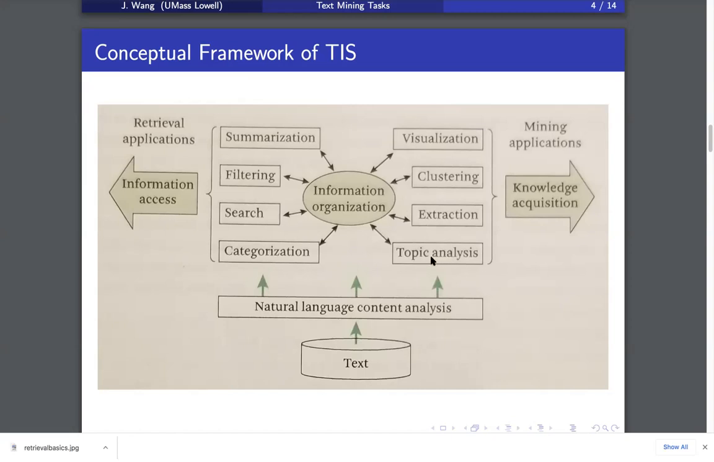And then we have topic analysis. Okay, so going in this direction, we create new knowledge. And for this part, this is sort of for retrieval application. So that's an overview of a text information system. So text mining is on this part. NLP is here. Okay.